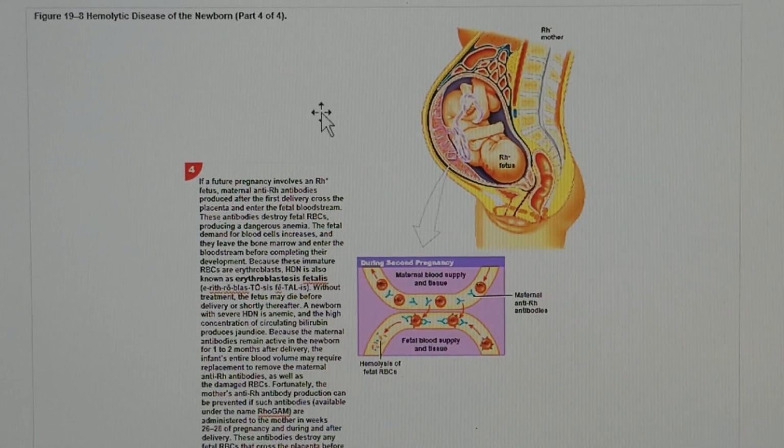In a future pregnancy, if the pregnancy involves an RH positive fetus, maternal anti-RH antibodies produced after the first delivery cross the placenta and enter the fetal bloodstream. These antibodies destroy fetal red blood cells, producing a dangerous anemia.